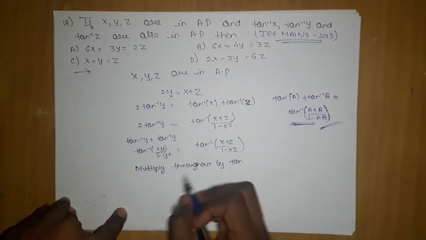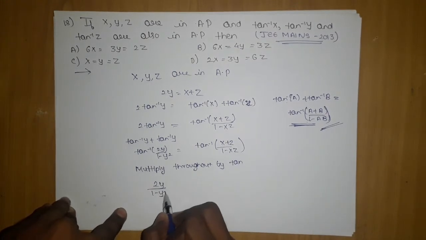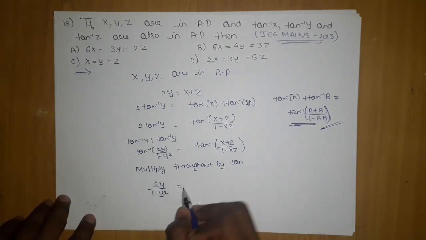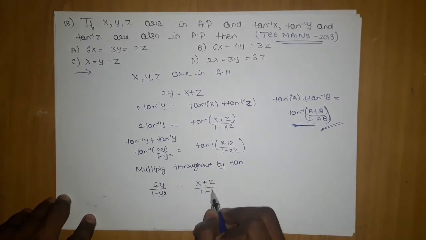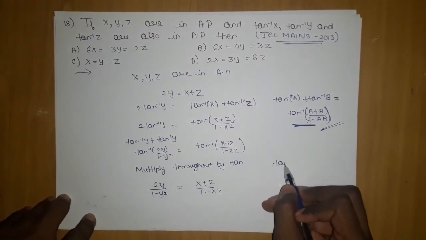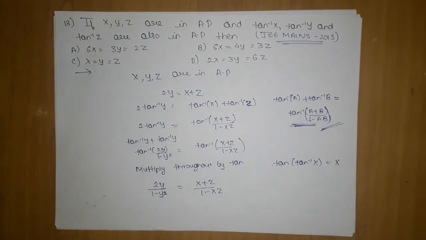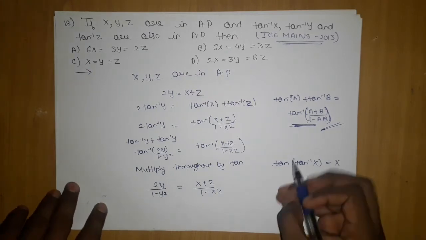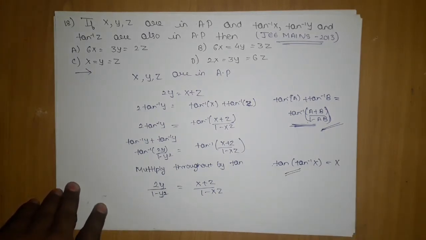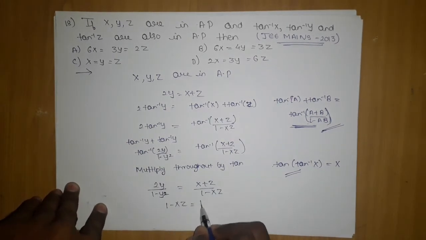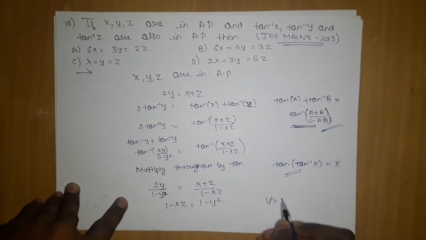what we get: 2y upon 1 minus y square equals (x plus z) upon 1 minus xz. Now you should know this: tan inverse x is equal to x, okay, you should keep it in mind, we will study this in SOT. So here I know x plus z is nothing but 2y, so this and this will cancel out, and I will finally be left with y square equals xz.